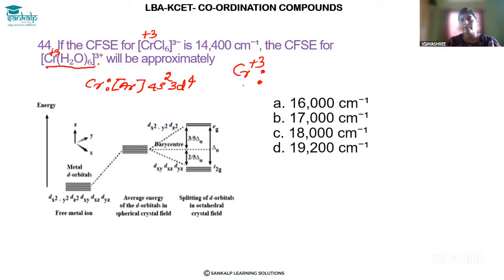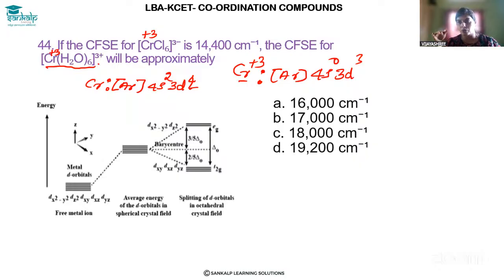Chromium +3 means 3 electrons are lost from neutral chromium. When 3 electrons are lost, it will be argon, and 2 electrons go from 4s, so it will be 4s0, and one more electron we have to eliminate, which will be from the d subshell. It will be 3d3. Totally 3 electrons are lost from neutral chromium and it becomes chromium +3. This is the electronic configuration of chromium +3.